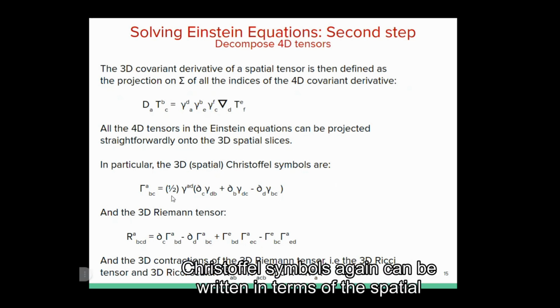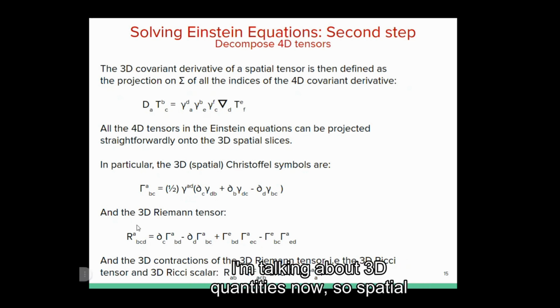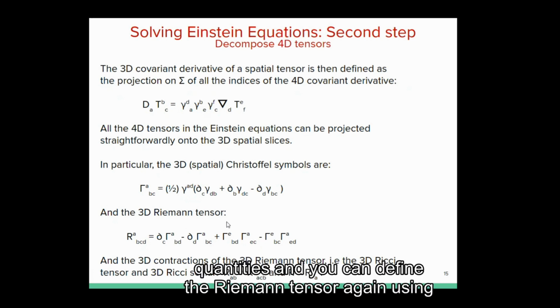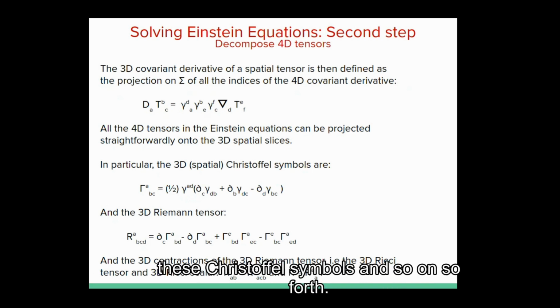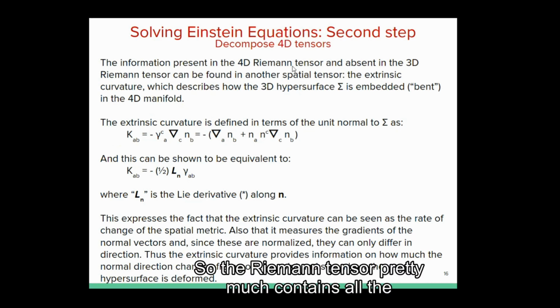Christoffel symbols again can be written in terms of the spatial metric. These are all 3D Christoffel symbols. So unless otherwise noted, I'm talking about 3D quantities now, so spatial quantities. And you can define the Riemann tensor again using these Christoffel symbols, and so on and so forth. Okay. So now the information that is present in the full 4D Riemann tensor, so the Riemann tensor pretty much contains all the information you need to know.